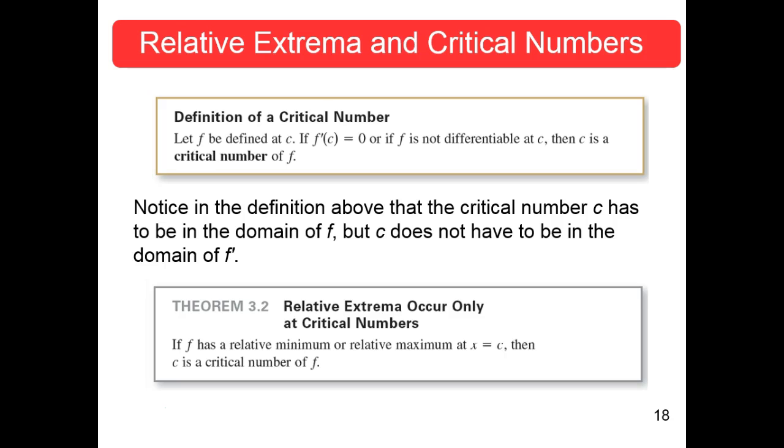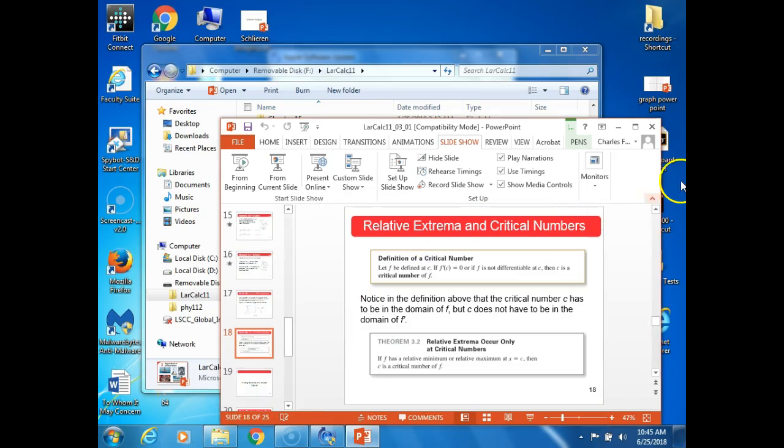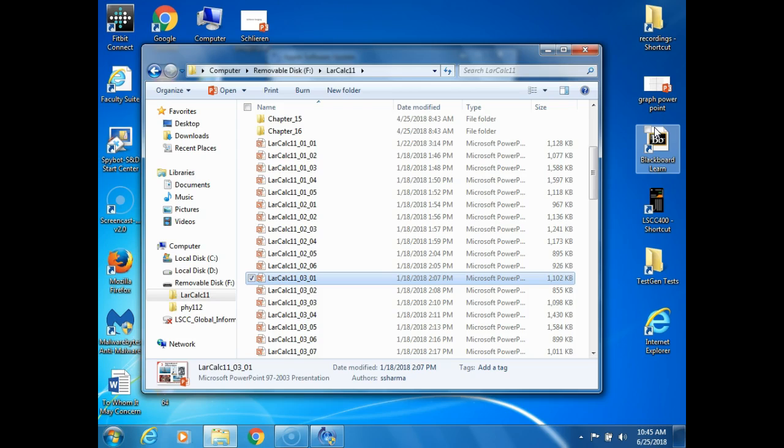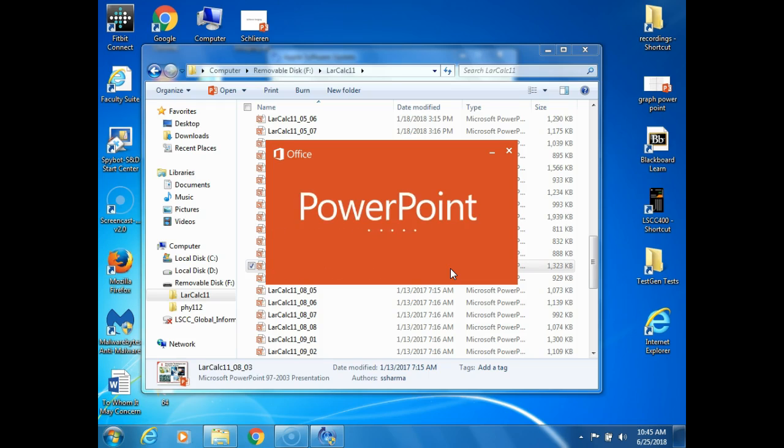Goodness gracious. All right. Let me get out of this. Okay, we are in chapter 8, section 3. All right.